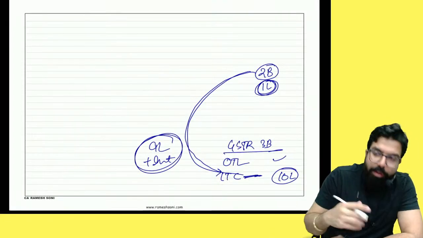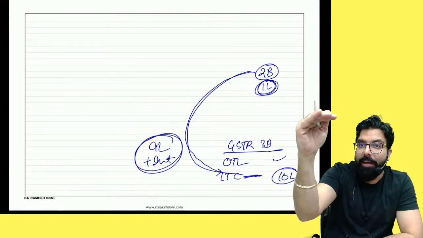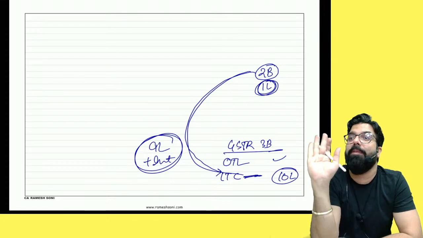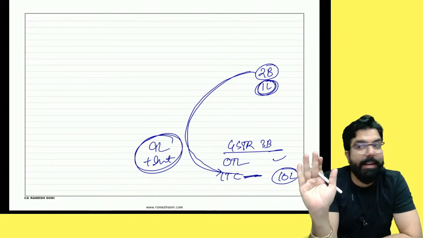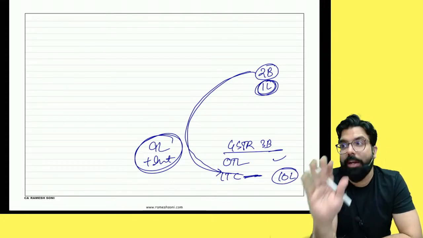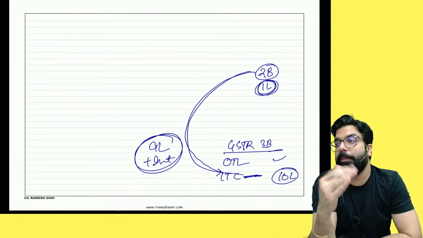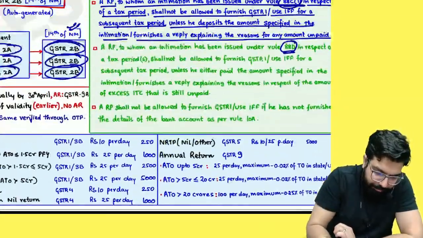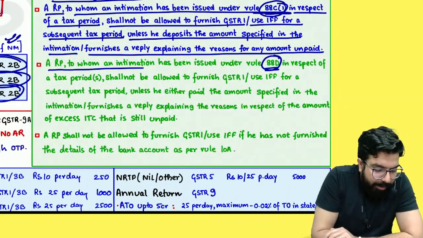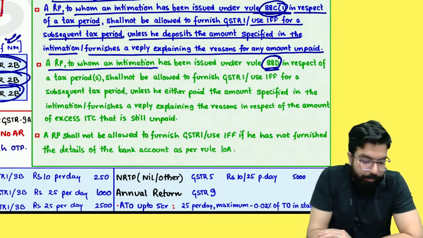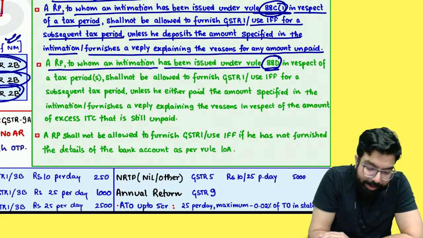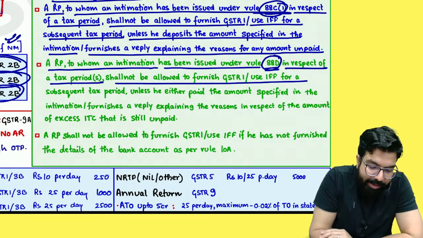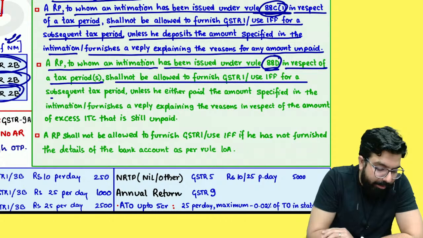In this scenario, if in GSTR 2B and GSTR 3B, what ITC you have taken has a difference, and you have been given one love letter under rule number 88D, unless you reply to that love letter, your GSTR 1 for the subsequent period will be blocked. Everyone, let's read this. See over here now. A registered person to whom an intimation has been issued under 88D in respect of a tax period shall not be allowed to do GSTR 1 or IFF for a subsequent period.